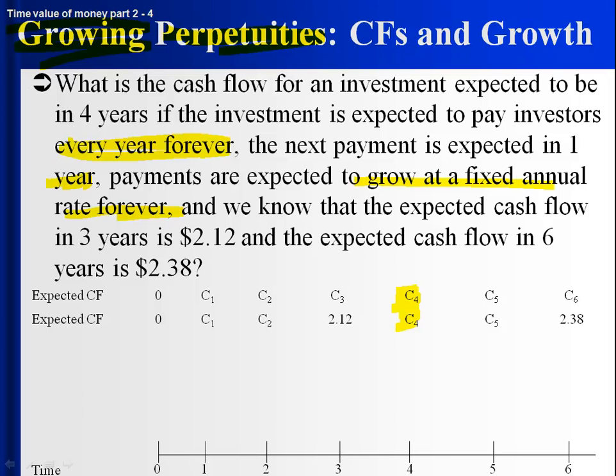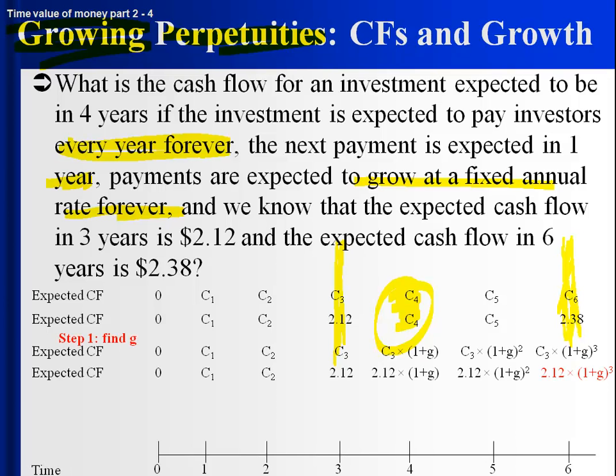What do we know? We know the expected cash flow in 3 years is 212, and the expected cash flow in 6 years is 238. So we know this one, and we want to know this one. But what we know will lead us to our approach.